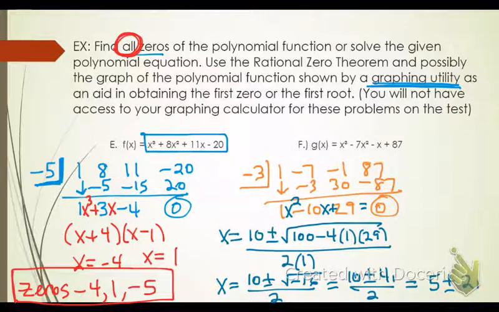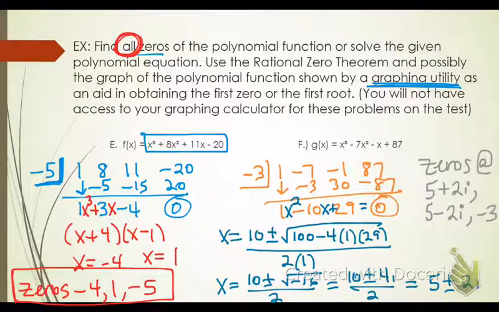So when I write my final answer, I have zeros at 5 plus 2i, 5 minus 2i, so those imaginary zeros, and negative 3. Don't forget that negative 3.